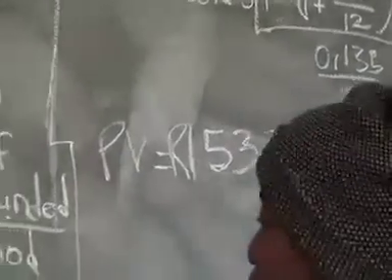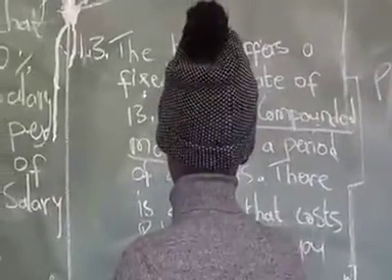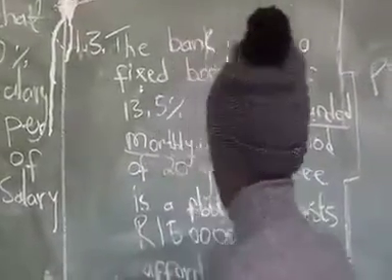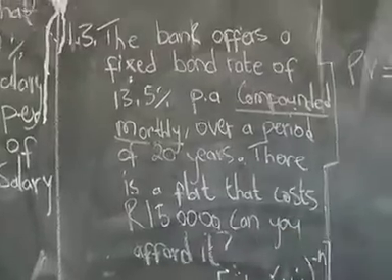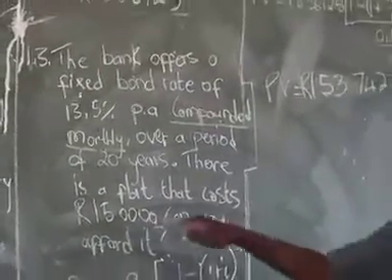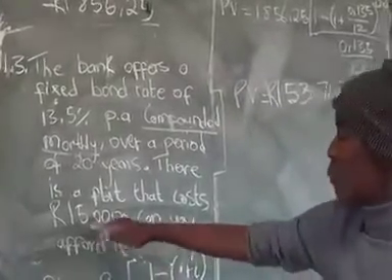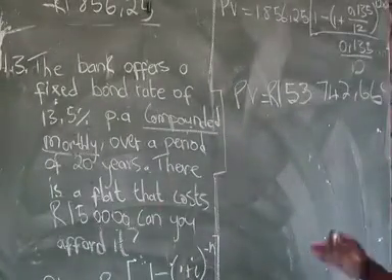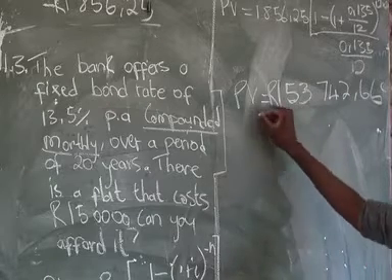The question: if your flat costs 150,000, can you afford it? Remember, the question is about the present value. Since I told you that we cannot just decide from here, we must first make the necessary calculations so that we can decide after we got our present value.